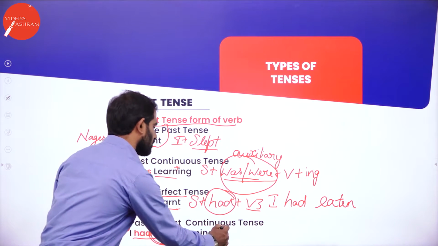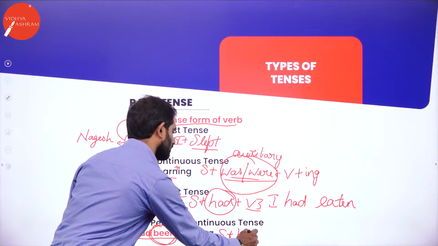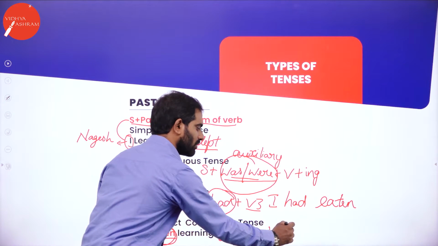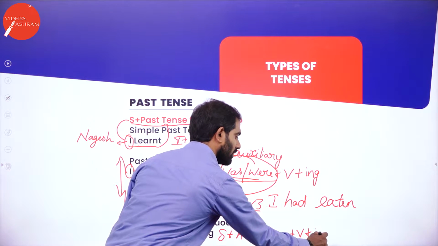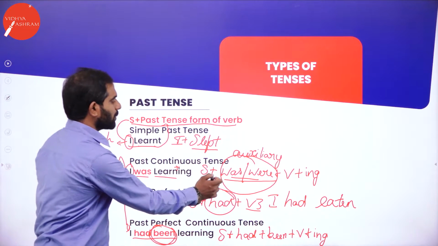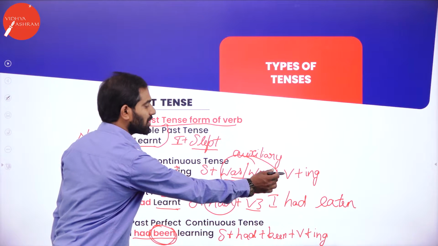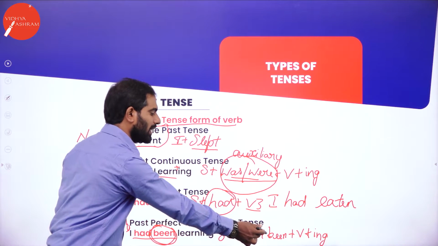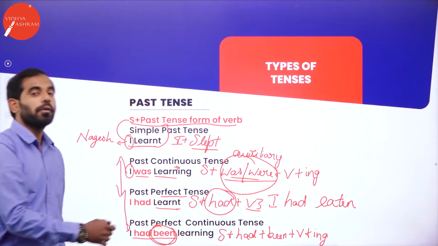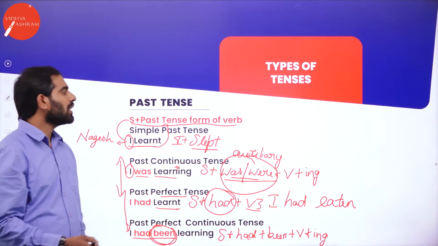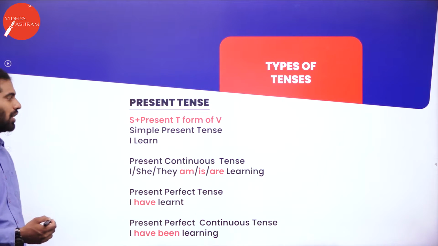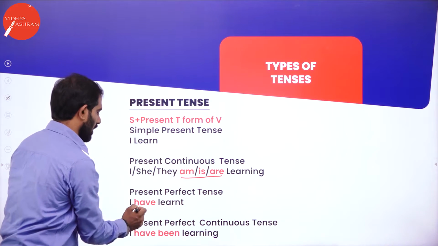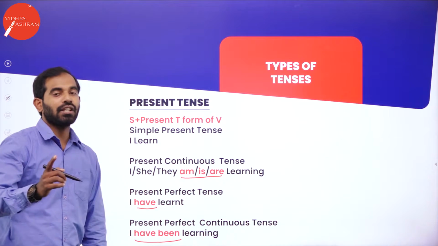So this becomes subject plus had plus been plus verb plus ing. You need to know this. Subject plus was or were plus verb plus ing becomes continuous. Subject plus had plus been plus verb plus ing becomes perfect continuous tense. Now let us move on to present tense. You need to remember one thing. Mark these words which are in red color, because these words play a key role in tenses.